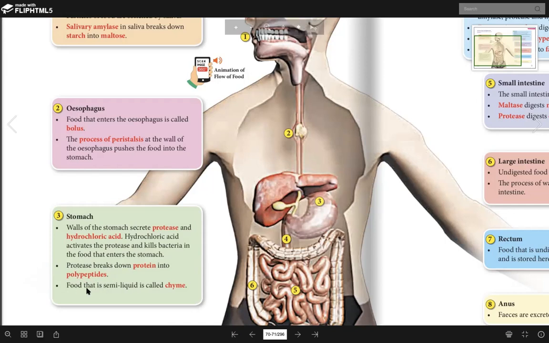Okay, so food is now semi-liquid, which is chyme. So tadi kita panggil dia bolus kan? Bila dekat perut, kita tak panggil bolus dah. Kita panggil sebagai chyme. Okay. Okay, that's all for the stomach.